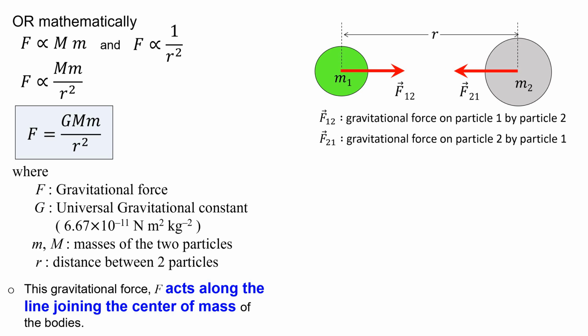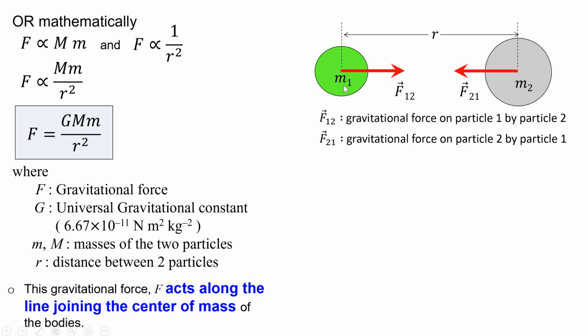Okay, let's consider another situation where we have two objects, one is M1 and the other is M2. So the two forces acting on each mass will be denoted as F12 and F21. So what do F12 and F21 mean? F12 is the gravitational force on particle 1 that is caused by particle 2, whereas F21 is the gravitational force on particle 2 by particle 1.